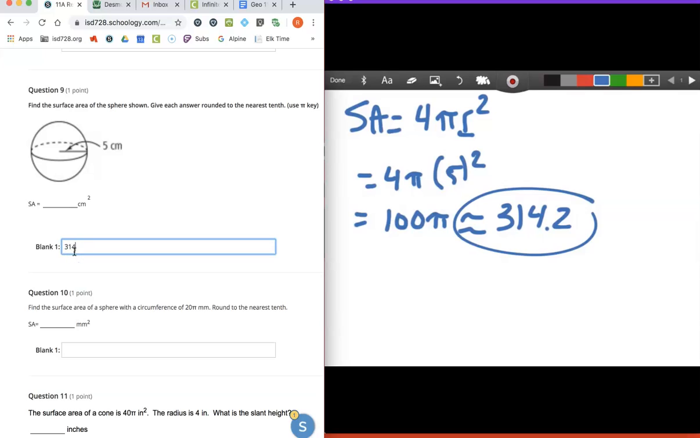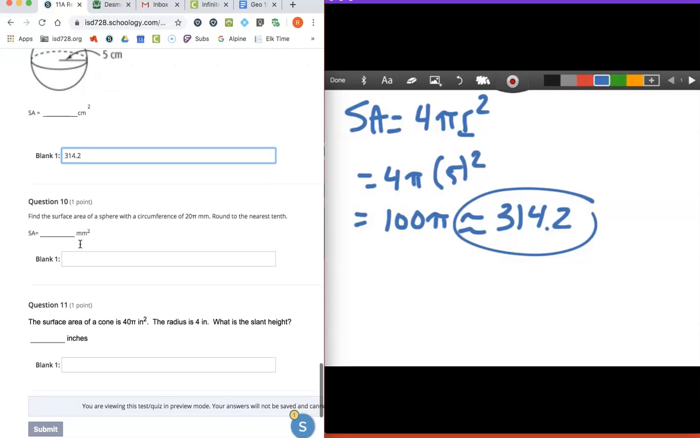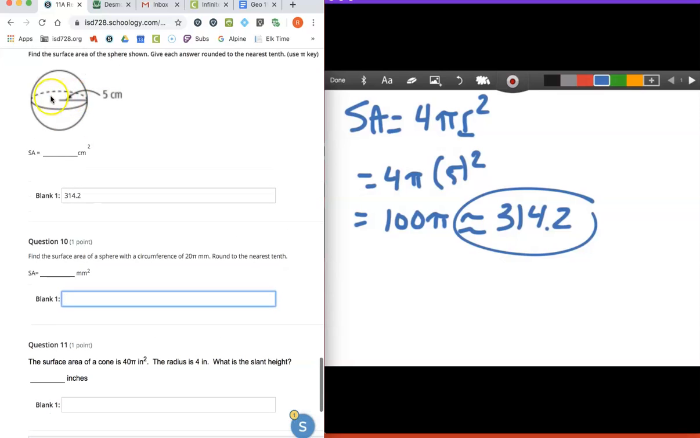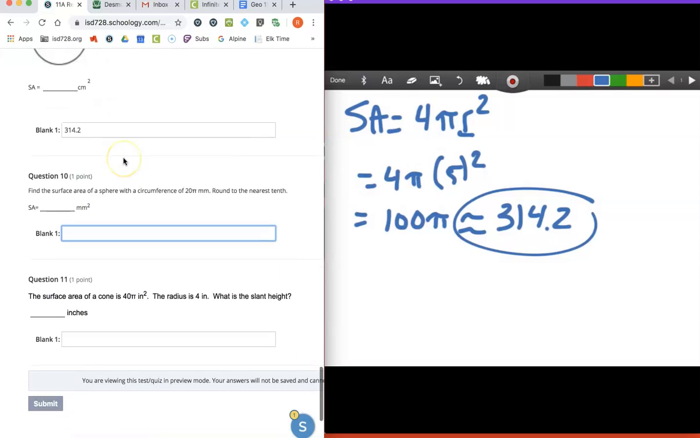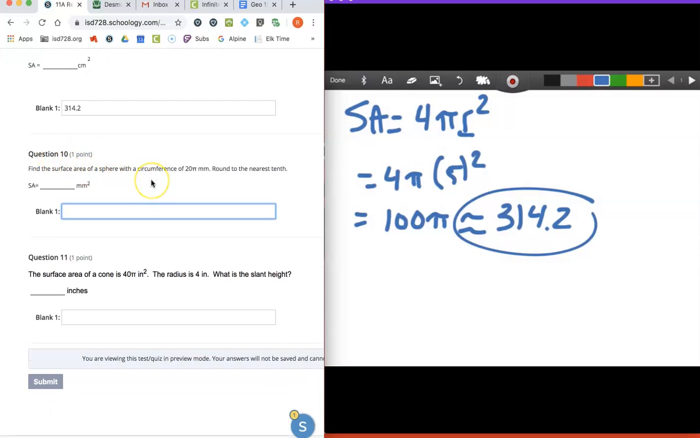So if you feel like you know what you're doing but you got it wrong, maybe you typed 100 pi right here. That would be the answer in terms of pi. You just have to be careful. The other thing that could have happened is they could have given us the diameter. Then you've got to remember to cut it in half. One more surface area one.